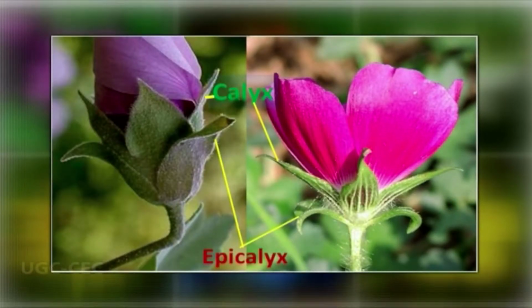The calyx should not be confused with epicalyx, which refers to an involucre resembling the calyx but consisting of a whorl of bracts that is exterior to the calyx or results from the union of the sepal appendages.